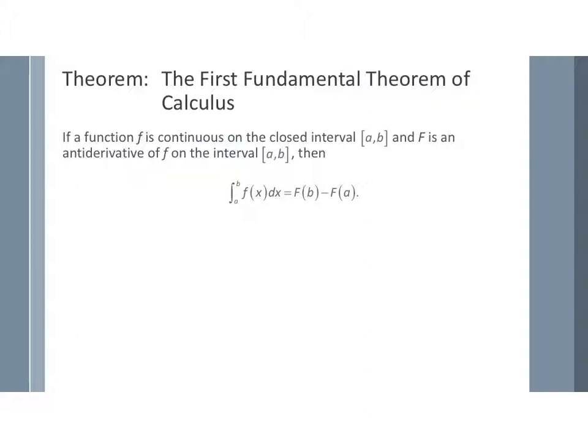If we have a function that's continuous on a closed interval, and we have a function F that's the antiderivative of that function, then we can easily evaluate a definite integral by simply taking the antiderivative F and evaluating it at the upper limit of integration, evaluating it at the lower limit of integration, and then subtracting those results.